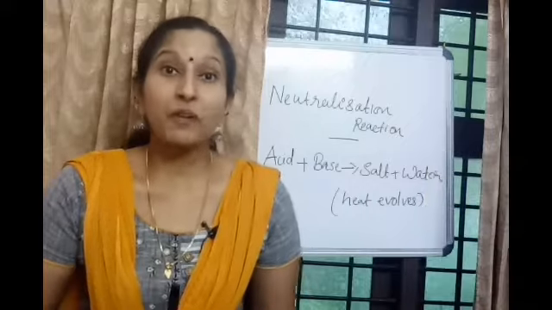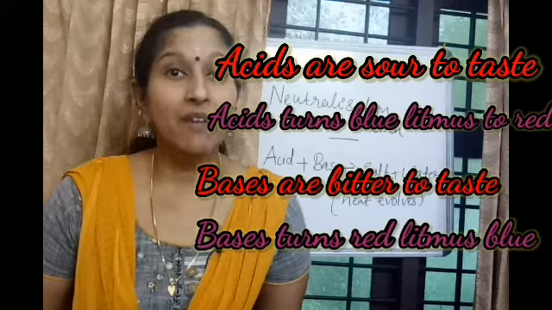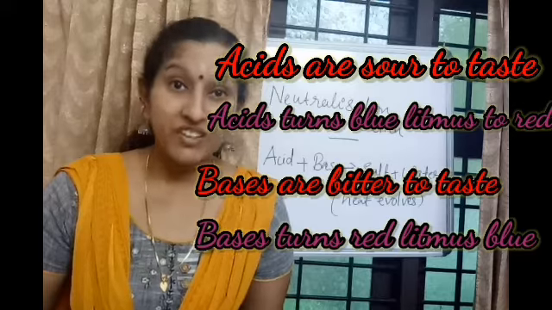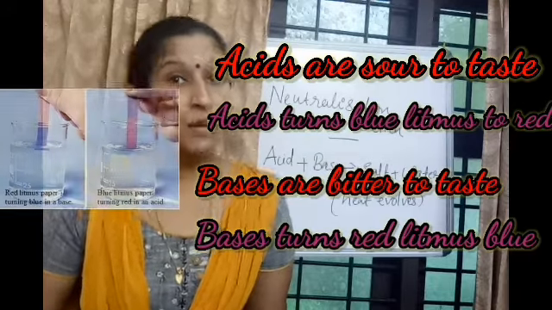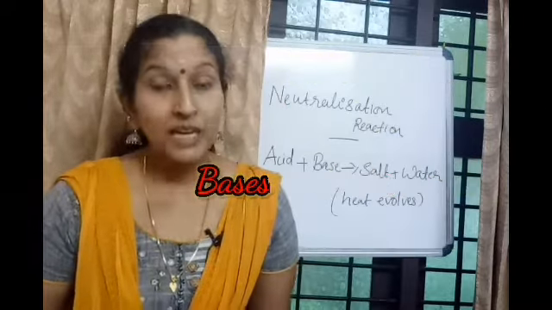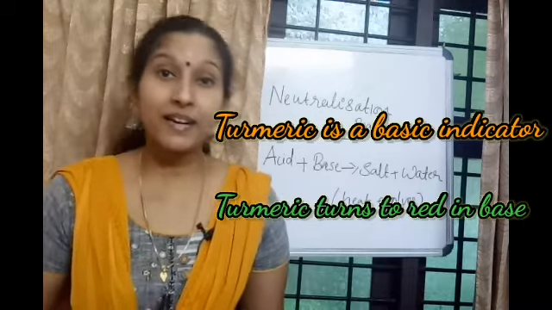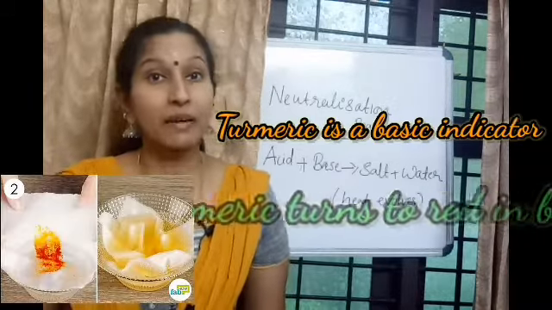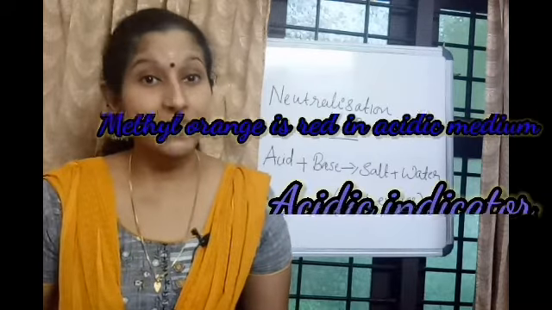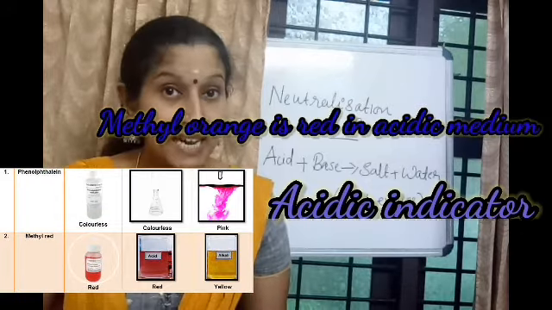We have learned from our previous class that acids are substances which are sour in taste and bases are substances which are bitter in taste. Acid turns blue litmus to red, bases turn red litmus to blue. Turmeric is a basic indicator, it turns red in a base, and methyl orange turns red in acidic medium because it's an acidic indicator.